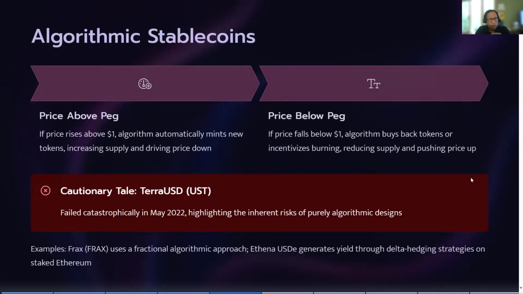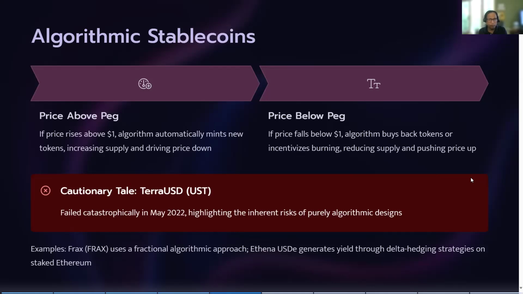So, algorithmic stablecoins. What exactly are they? There are still a lot of issues associated with this algorithmic-based stablecoin, because it is not based on any real-world asset. The blockchain algorithm is going to either increase or decrease the supply based on how many users are using it. For example, if the price rises above $1, the algorithm automatically mints new tokens, increasing the supply of the stablecoin. And if the price falls below $1, then the algorithm buys back those tokens, so they will burn those tokens. So the total supply will decrease, thereby the price is maintained.